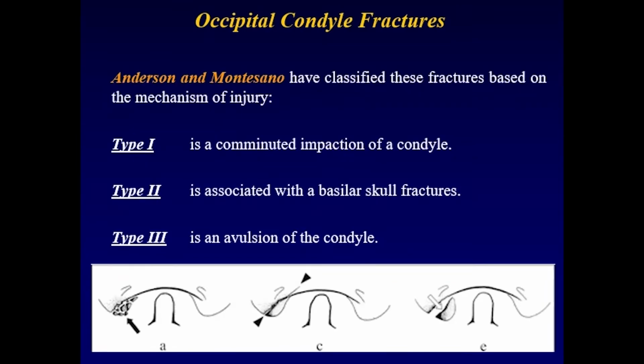And now we'll go through these injuries one by one, starting from above downwards. We'll start with occipital condyle fractures, which were classified according to Anderson and Montesano into 3 types. Type 1 is a comminuted impaction of the condyle. Type 2 is associated with a basilar skull fracture, and type 3 is an avulsion of the condyle.